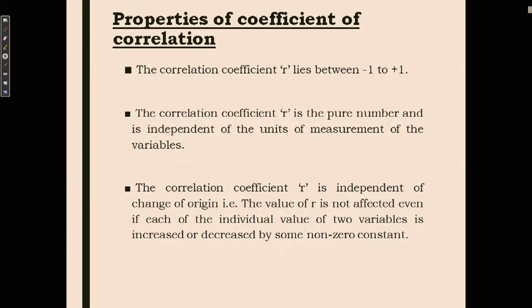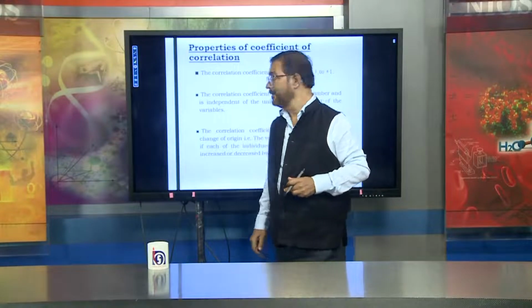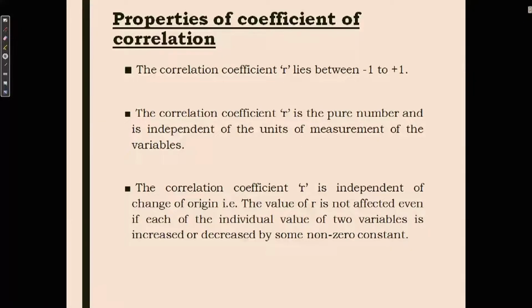Properties of correlation. See, first is the correlation coefficient R is a pure number and is independent of the units of measurement of the variables.